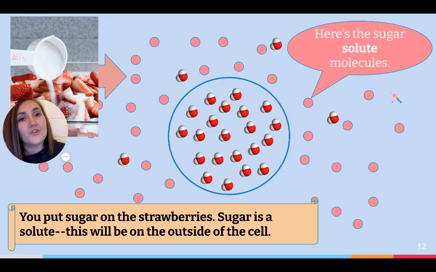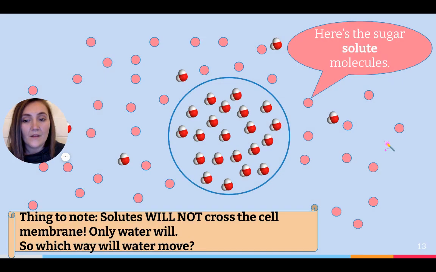So now we are putting sugar in this scenario. The sugar is on the outside of the cells. Remember, you're not injecting the sugar anywhere. You're just putting them on top of the strawberries. So these little pink dots that you see, these are representing the sugar solute molecules. So things to keep note of. Solutes, like the sugar, will not cross the cell membrane. Only water will. Again, we're looking at the process of osmosis, which is only water molecules moving across.